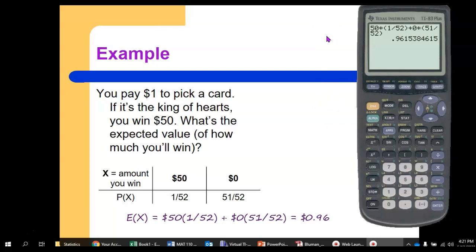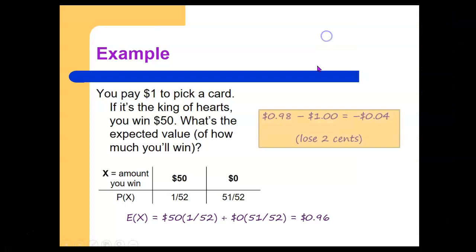But remember, you had to pay me $1 to play this game in the first place. So the average winnings of 96 cents minus the $1 that you had to pay in the first place comes out to be a net loss of 4 cents. I keep forgetting to correct things. Sorry about that. Now what you see on the screen should be correct. You lose 4 cents on the average.